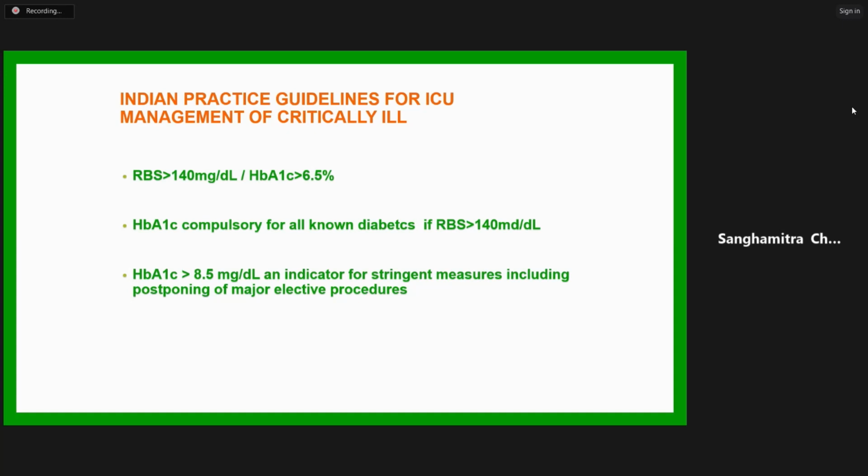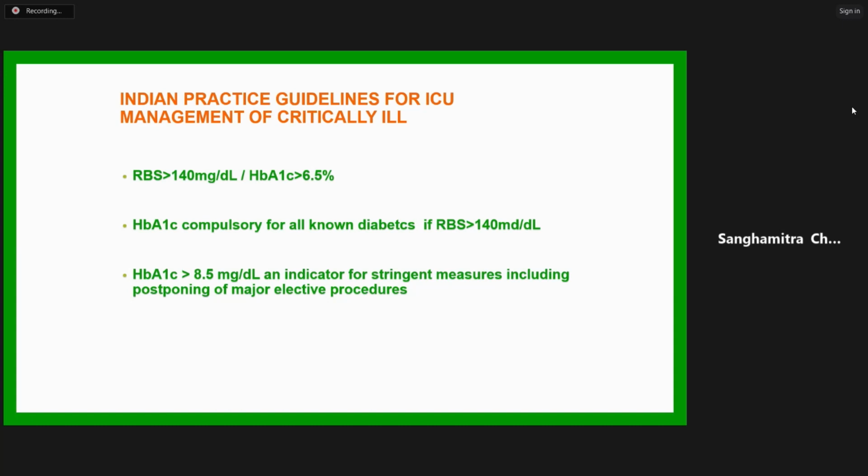be more than 140 with an HbA1c of around 6.5%. But HbA1c measurement is compulsory for all known diabetics if routine blood sugar exceeds 140. Usually we miss this out in the ICU. HbA1c over 8.5 is a strong indicator for postponing of major elective procedures. This is not always done because people tend to just see the routine sugar.